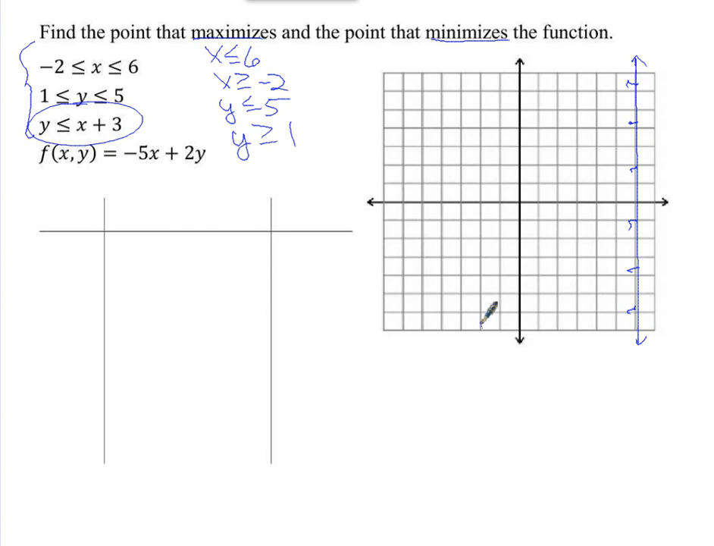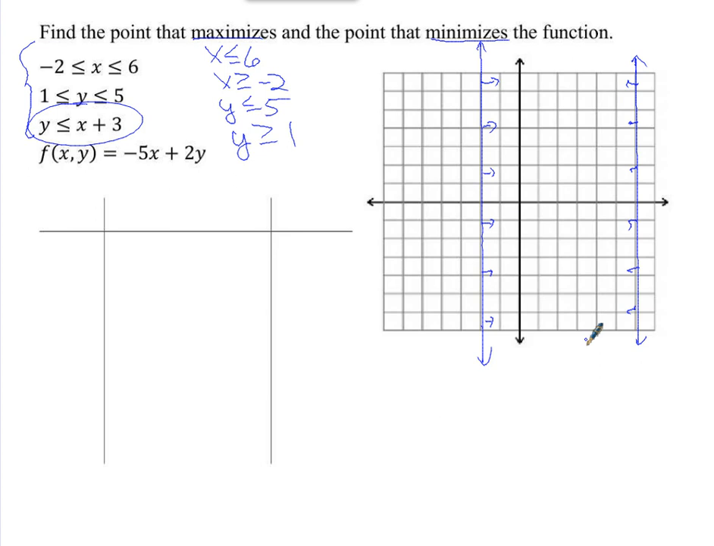Good. Again, very, very carefully line that ruler up, shading to the right. So my constraints have already restricted me to this little region in between. The rest of my constraints will further restrict me down to a feasible region.